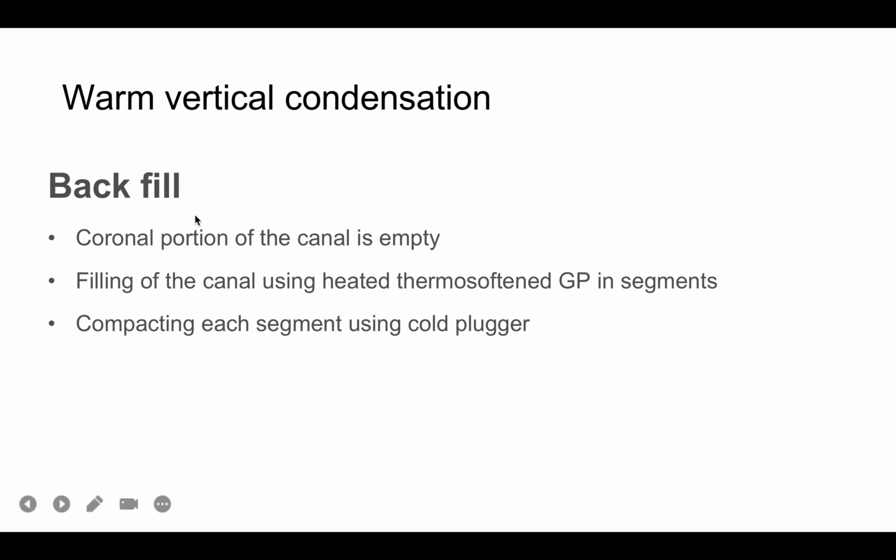And finally, the backfill using thermosoftened or thermoplasticized GP in segments. So this thermosoftened GP is going to be injected in the coronal portion, which is empty, and is going to be compacted after each segment is injected inside the canal using a cold plugger all the way to the orifice level.